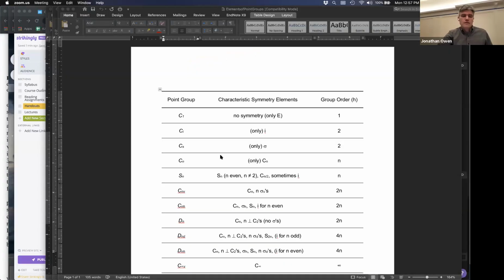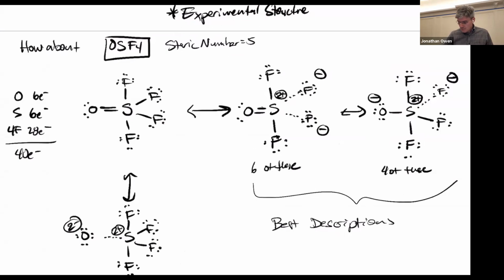Let's go back and do an example. So if I back up to, let's go back to this oxysulfur tetrafluoride again, OSF4. And maybe I'll just share my screen again. Okay. So, there we go.